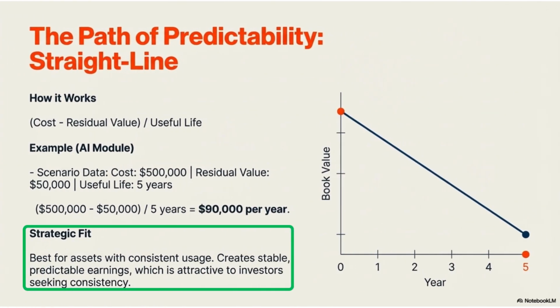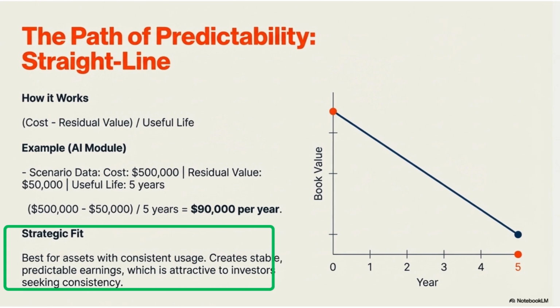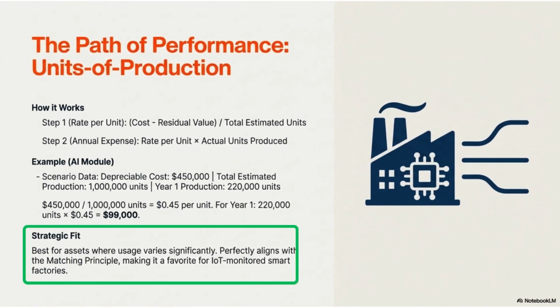The first method, the most common one, is straight line. The standard bearer for stability. It is. You just take the depreciable cost, which is cost minus residual value, and divide it by the useful life. It charges the same amount to expense every single year. Very predictable. And investors tend to like that predictability.